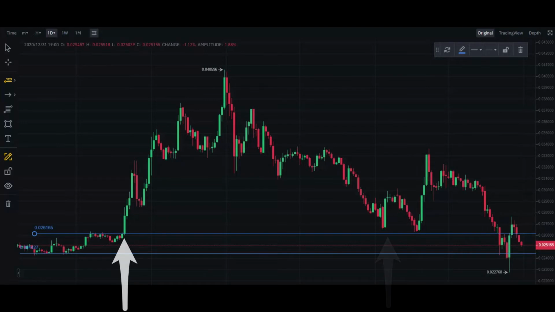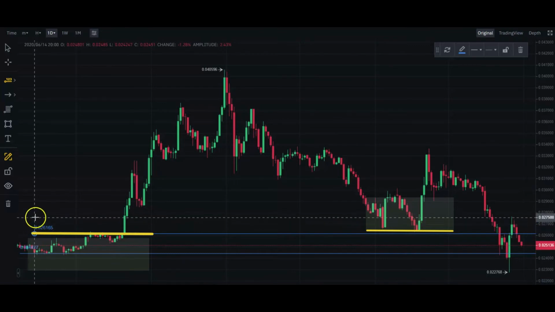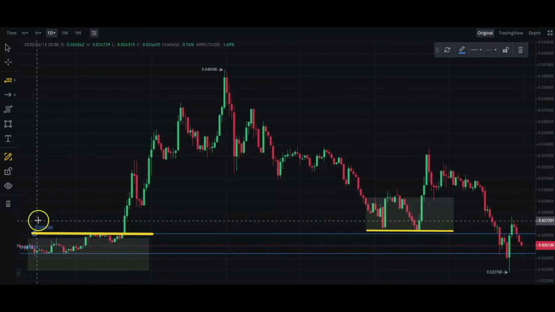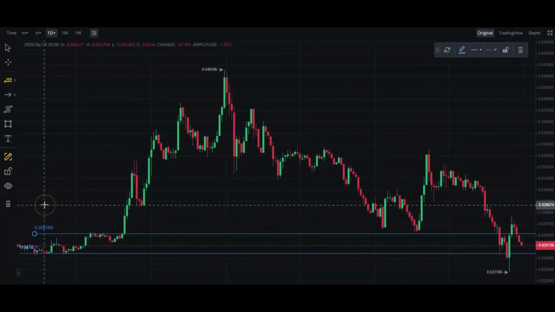So you consider the support level like the floor, and you consider the resistance level the ceiling. So what was to the left of the chart a ceiling, to the right of the chart becomes a floor. Now let's keep going and see how many more of these support and resistance levels we can actually find. Here's another one.